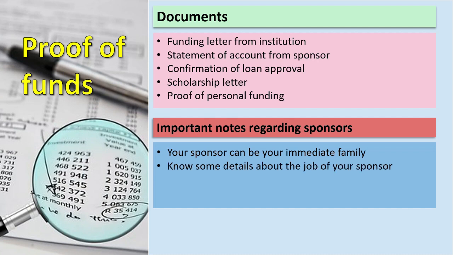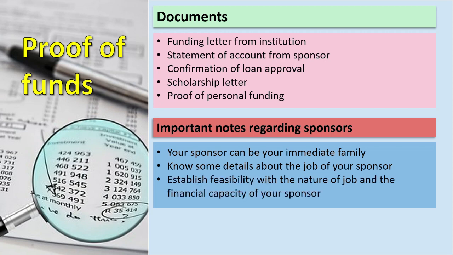Again, know some details about the job of your sponsor. Yes, let me emphasize this. You don't just want to go to the embassy with a statement of account that just shows that this person has the capacity to fund your education. But then, what is the job of this person? And in the same manner, you also want to make sure you understand the nature of the job. Make sure you can establish feasibility with the nature of the job and the financial capacity of your sponsor.